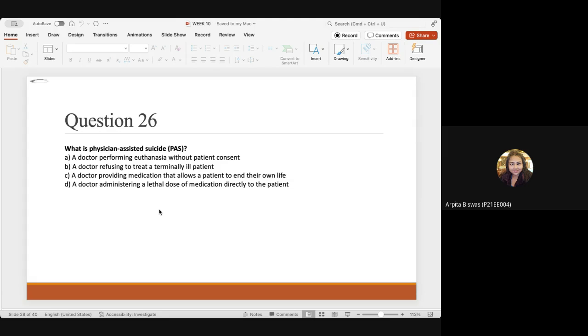First option is a doctor performing euthanasia without patient's consent. Option B is a doctor refusing to treat a terminally ill patient. Option C is a doctor providing the medications that allow a patient to end their own life. And option D is a doctor administering a legal dose of medications directly to the patient. So go through the question carefully and try to find out the right option.